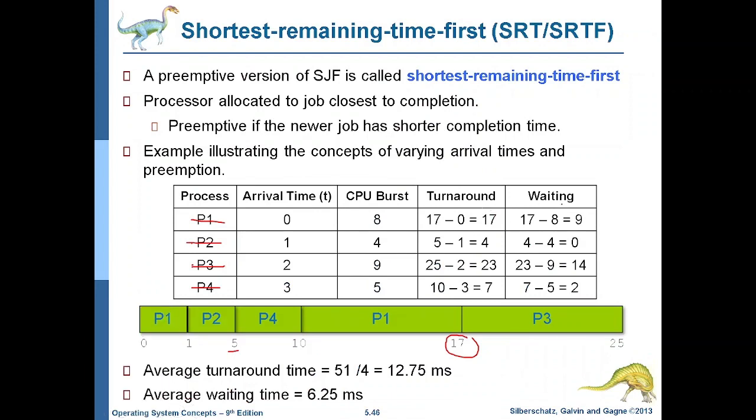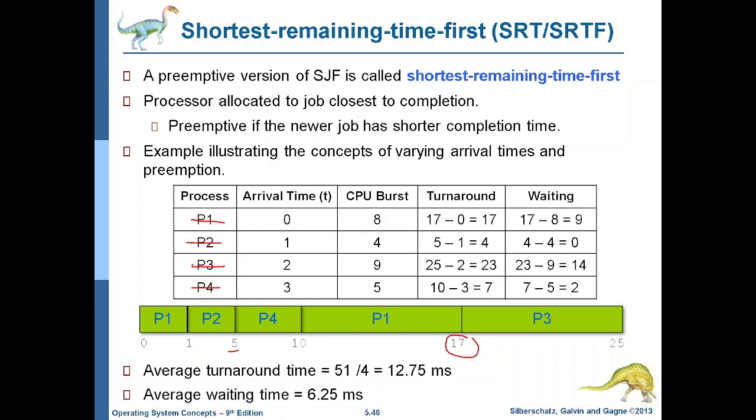Okay, so the waiting time for P1: this is the turnaround time, subtract it with the CPU burst time, we get 9. For P2, the turnaround time is 4, subtract 4, we get 0, then 23 for P3, 23 subtract 9, we get 14, and we will get 2 for P4.